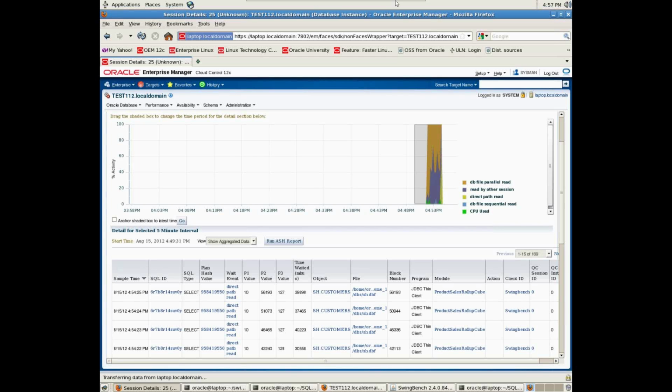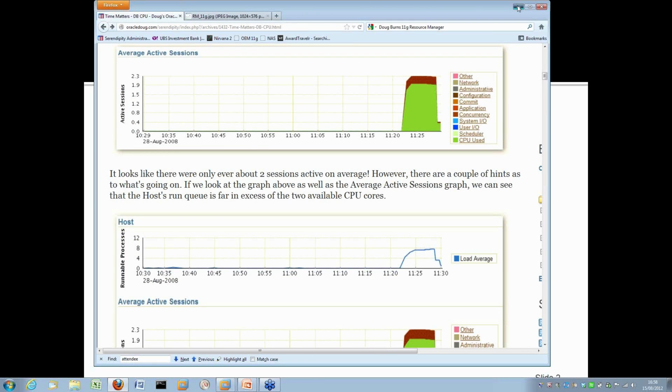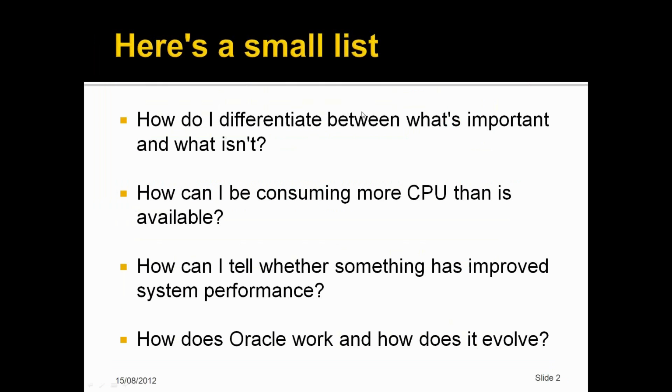So, yes, there are complications, and you need to think about how you're using the data, and the more experienced you are, the better it works. That's the kind of stuff I was talking about up here. How do I differentiate between what's important and what isn't? All these kind of things. How do I know whether it's actually improved system performance?